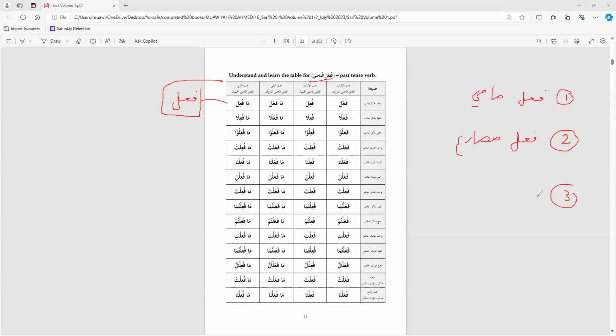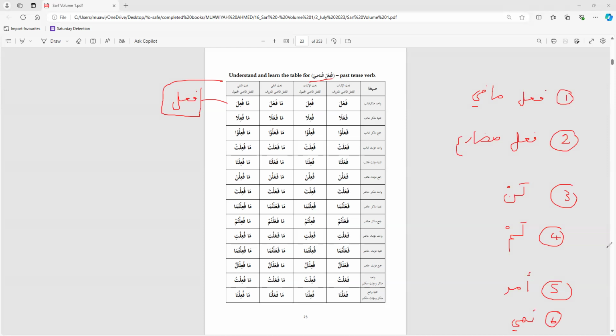Number 3, then there's some special charts. It's called a lung chart. It's just too early to explain that right now. Then number 4, there's another special chart. It's called a lam chart. Again, too early to explain. Then number 5, there's an amr chart, imperative form, command, when you tell someone, do this. Number 6, a nahi chart, prohibition, don't do this. And there's 7 and 8. When we get there, it's a bit more advanced. When we get there, I'll explain.